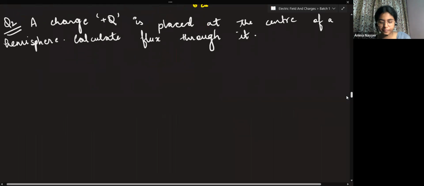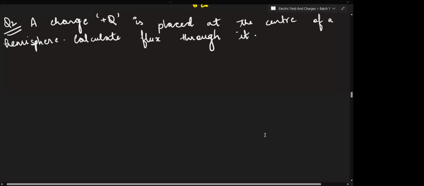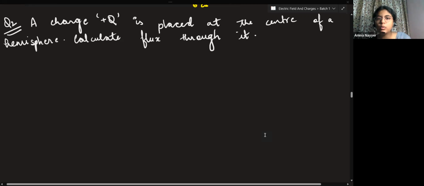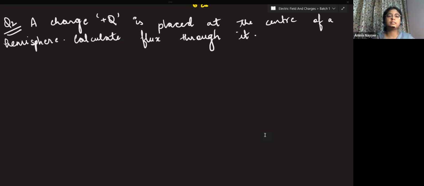Yes, Mamuna. Ma'am, first I wrote Gauss's law for the hemisphere: phi is equal to q by epsilon naught. Then I wrote flux passing through the hemisphere as phi by 2, which will be equal to q by 2 epsilon naught. Why phi by 2? Where did the 2 come from? Because the hemisphere is half of the sphere. Correct.